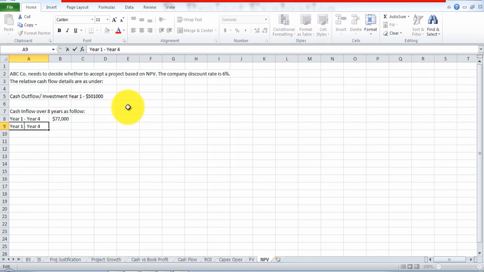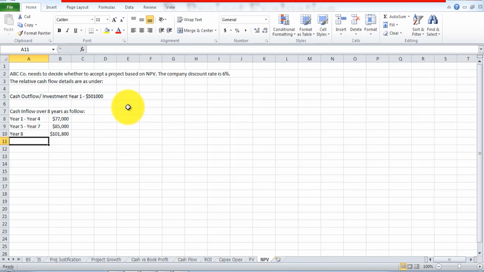For year 5 to 7, we'll put it as $85,000. And lastly, in year 8, the last year, you have a high increase in the cash flow, and we'll bring it to 101,800 something. Yeah, just random figures right now.